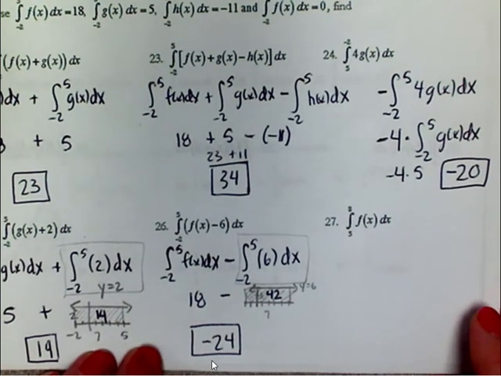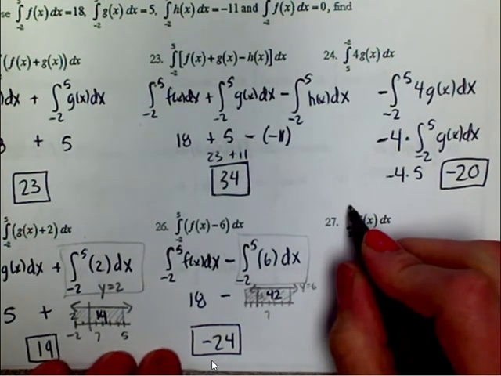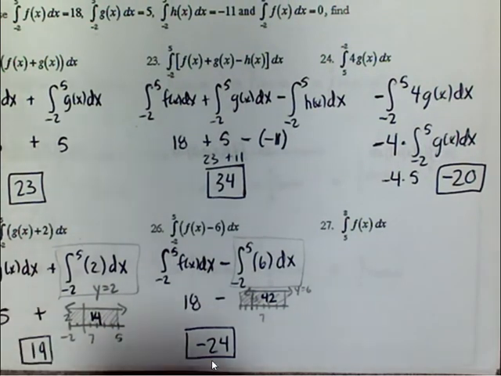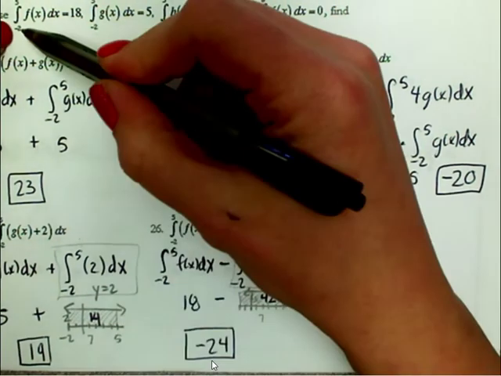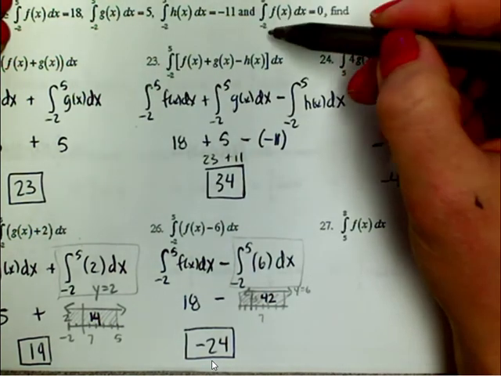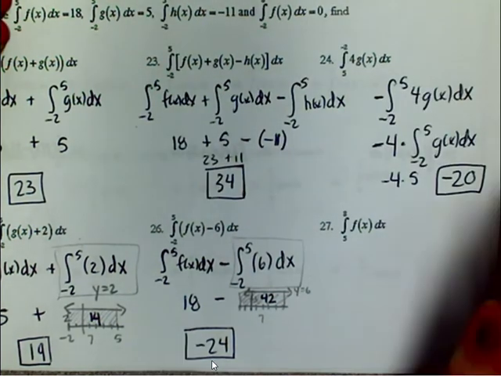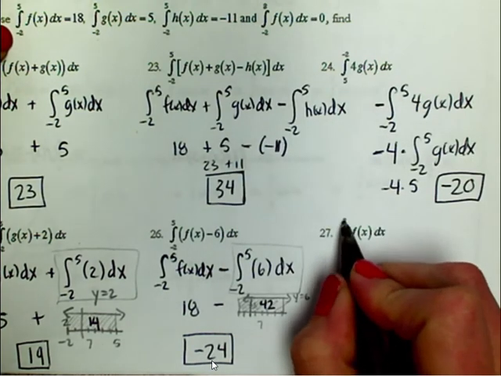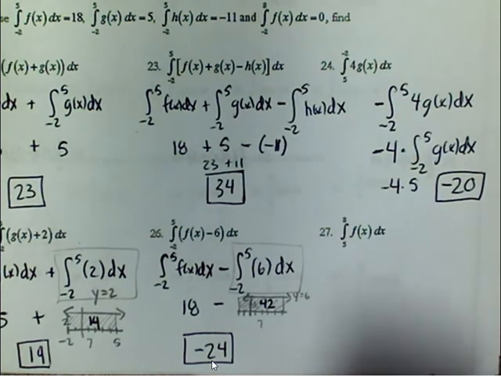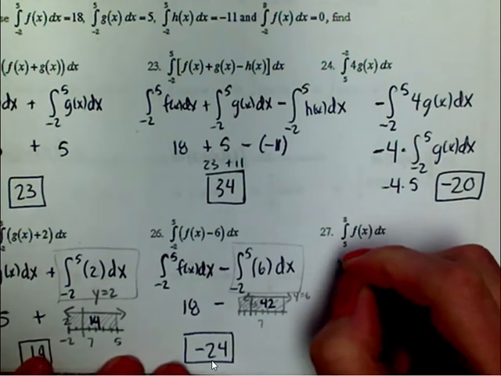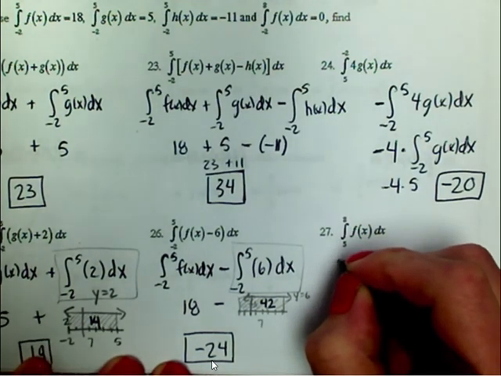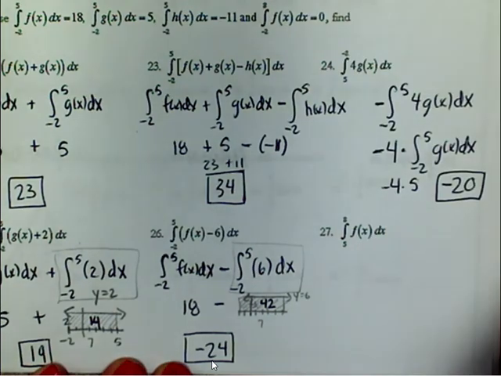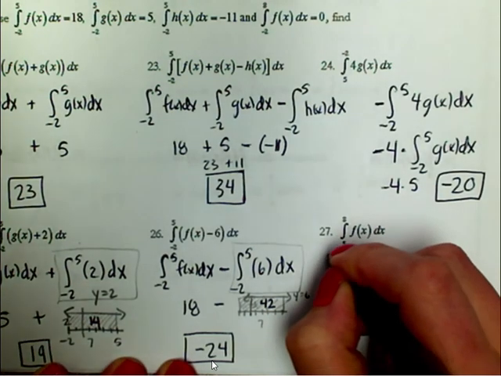Okay, last one. 5 to 8 f of x dx. Well, the only thing I notice is that I have negative 2 to 5 and negative 2 to 8. Those are the only two quantities with f of x. Well, I have a 5 and an 8. So I'm going to write what I do know. Notice that negative 2 is the most left and positive 8 is the most right number.